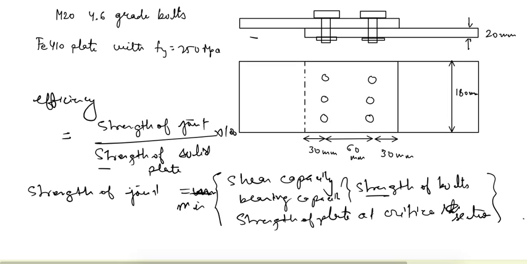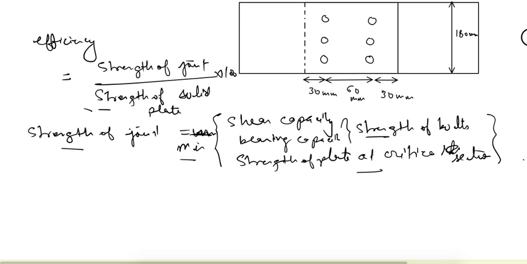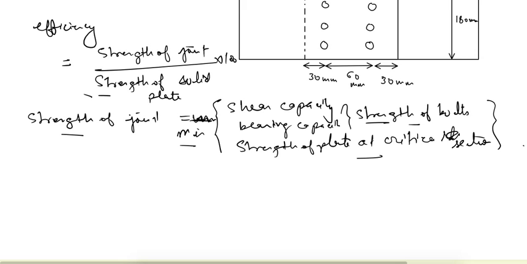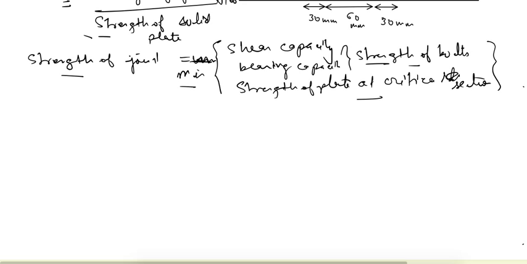So these two criteria, strength of bolts and strength of plate, the minimum of these two gives us the strength of the joint, and dividing it by the strength of solid plate we can obtain the efficiency of the joint. So we'll try to find out the strength of bolt and strength of plate. First we'll see the strength of bolts. It is the minimum of two things, shear capacity or bearing capacity. So first let's see the shear capacity.